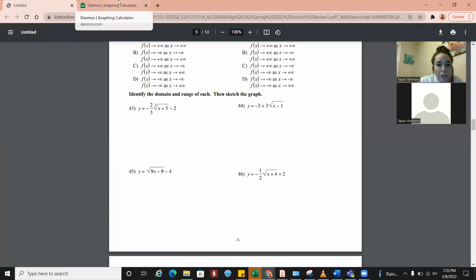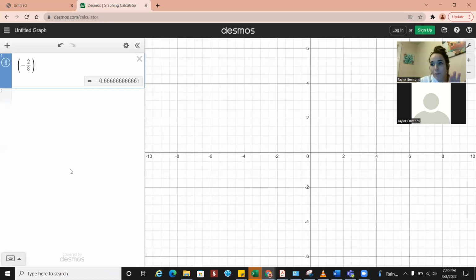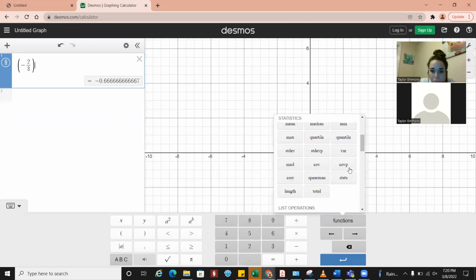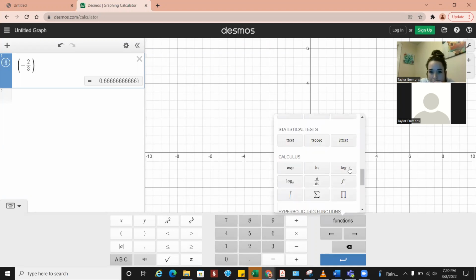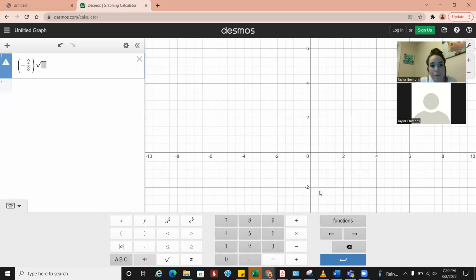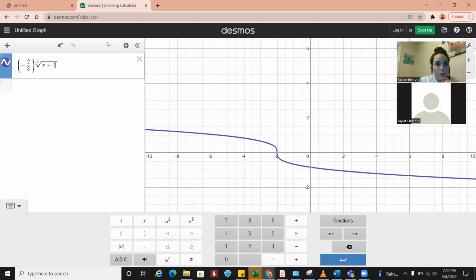And then we're going to take the cubic root of x plus 5. Okay, so there's a couple of different ways you can do this one. You could do the cubic root by hitting this little keypad down at the bottom and hitting functions, and then going down, it's on here somewhere, the nth root. Then you can type 3 in here, and then it's x plus 2. Or you can take x plus 2 and then raise it to the 1/3 power.